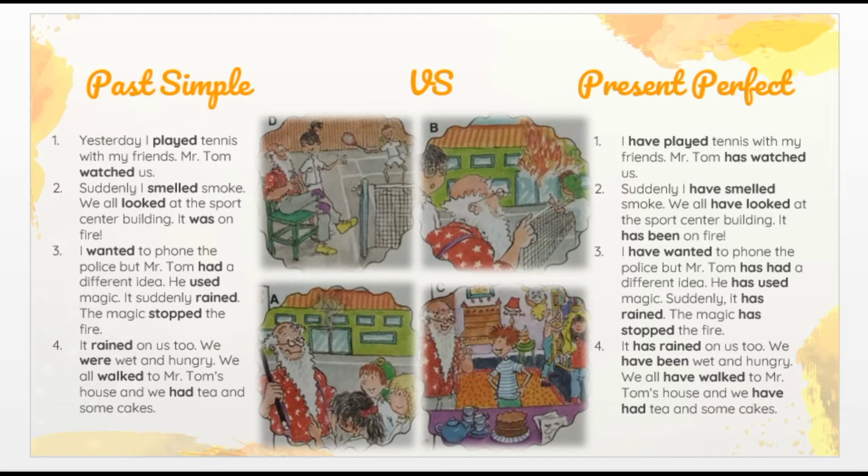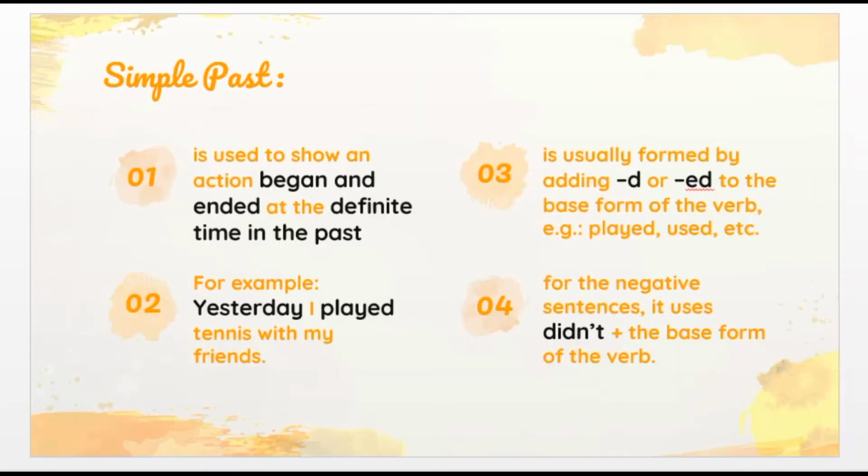Now please have a look at other sentences. I have played tennis with my friends and Mr. Tom has watched us. We have the word have followed by the past participle or verb 3, and has followed by the past participle or verb 3: watched, has watched and have played. Those sentences are called present perfect. In order to learn more about simple past tense and present perfect, now please have a look at the explanations.